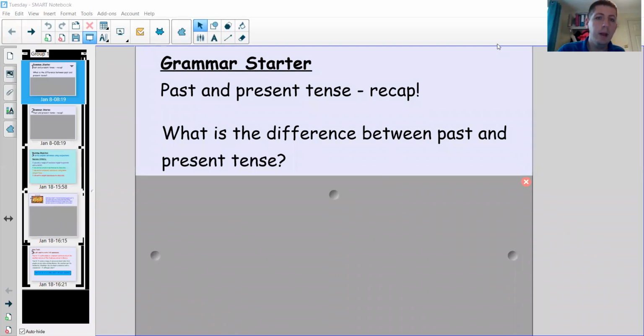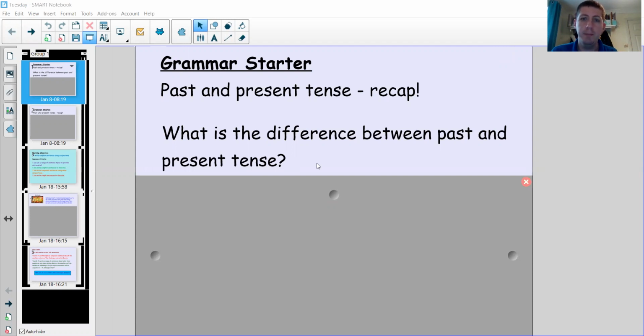Hello, boys and girls. We're going to recap the past and present tense for our grammar starter today. We did look at this last week, but it's always good to go over tenses to make sure that you're using them correctly. So, quick question. What is the difference between the past and the present tense? When is the past and when is the present?